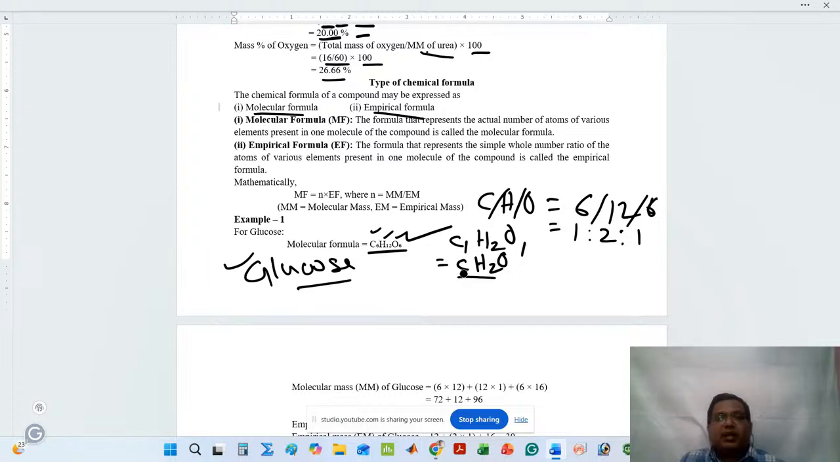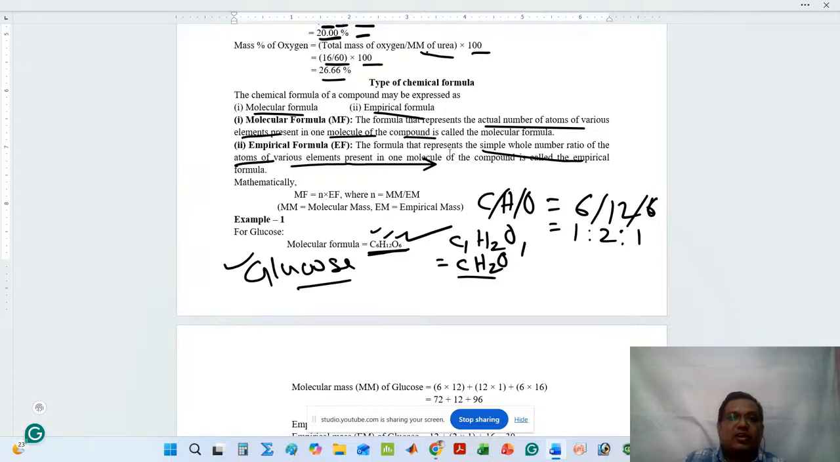CH2O. Empirical formula is generally related to the simple whole number ratio of the atoms of various elements present in one molecule. But if you think about the molecular formula, that is C6H12O6, it clearly represents the actual number of atoms of various elements present in one molecule of the compound.